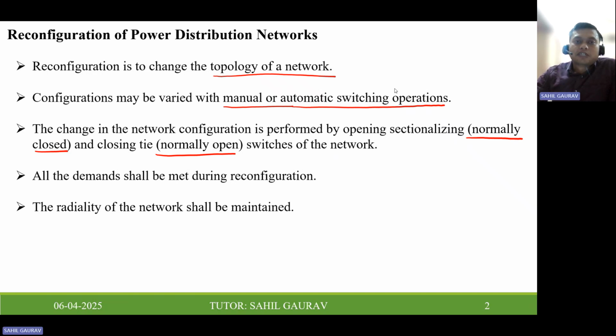While fulfilling the objectives for reconfiguration of our distribution network, two constraints shall be met. First, all demands shall be met. You are not allowed to power cut some demands. And the redundancy of the network shall be maintained. These two constraints must be satisfied while we are doing the reconfiguration.